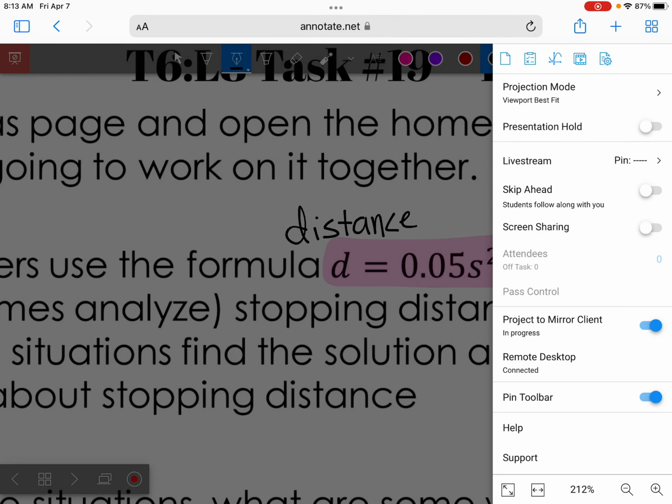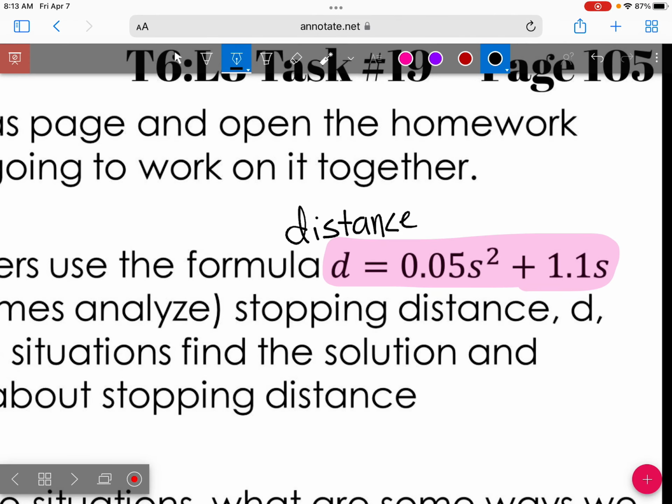Oh, this thing is moving at the pace of a snail. There we go.